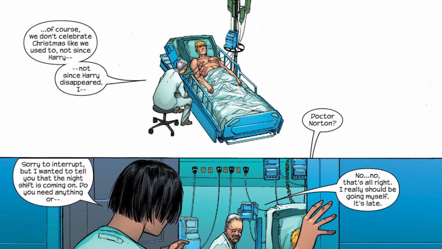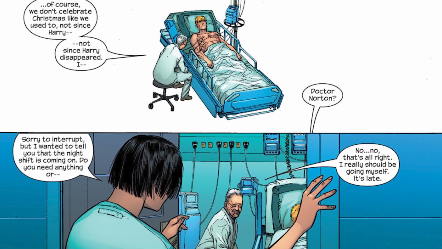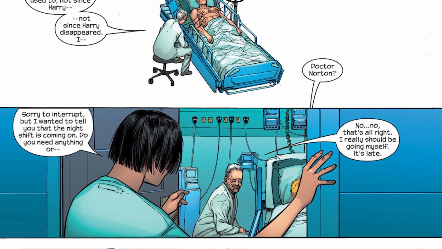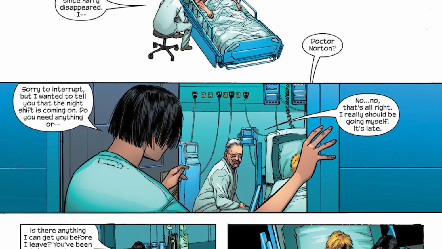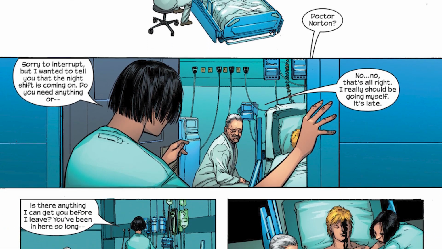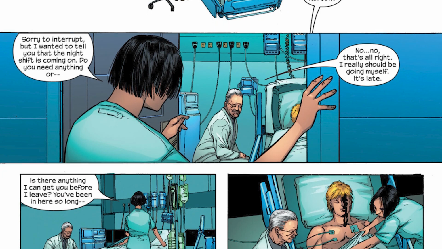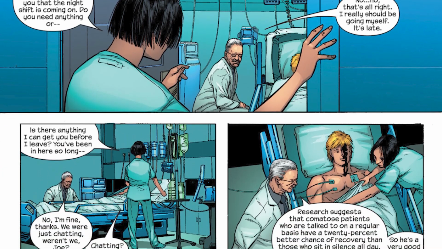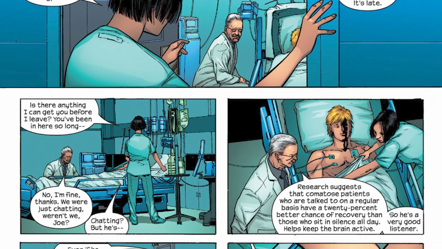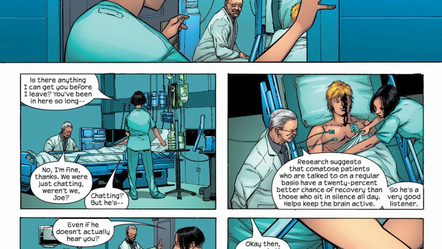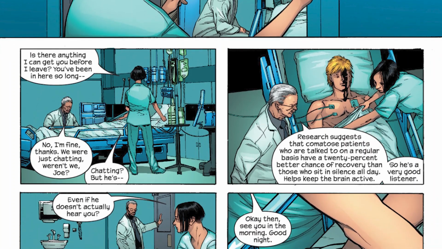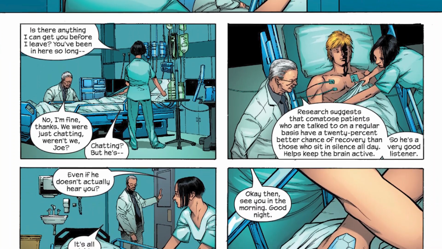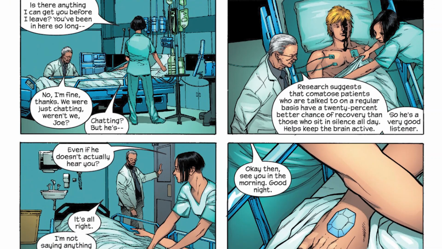Now, getting back over to Dr. Norton, you do have Dr. Norton actually talk to Joseph Ledger, even though he's in a coma right now. Now, this is Dr. Norton telling us what actually has been said a lot when it comes to doctors and patients in comas, where basically it's a really good idea to talk to patients even though they're in a coma, because it could help them to actually fight against the coma and get out of the coma.